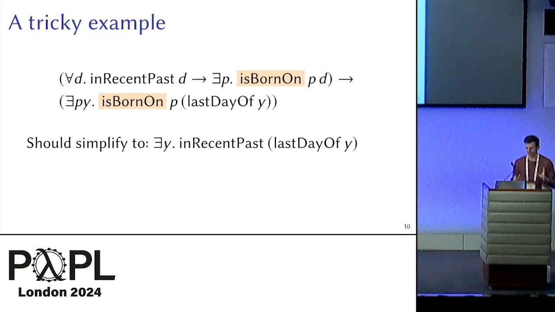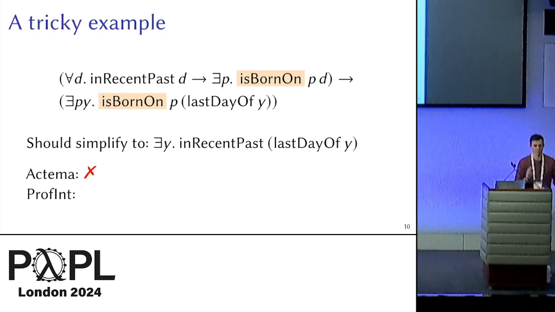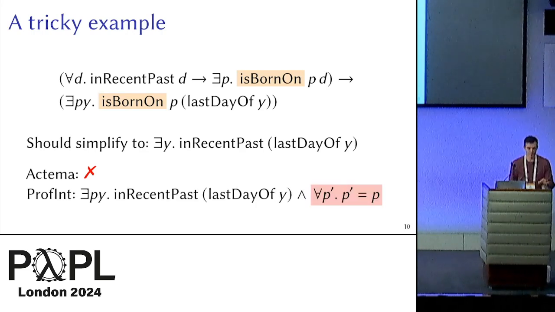Now, what do the existing systems for subformula linking say? Actima simply says, tactic not applicable, I can't do this. And Profint, the other system, does something which is arguably worse. It gives you some simplification, which has the correct shape, but also has this red highlighted part where it says, all people should be equal to some person, which is not what you want.